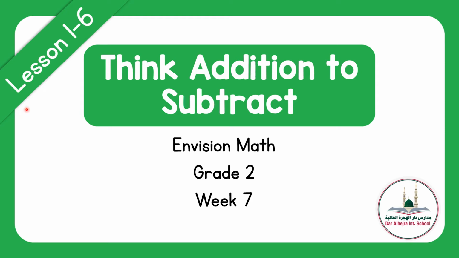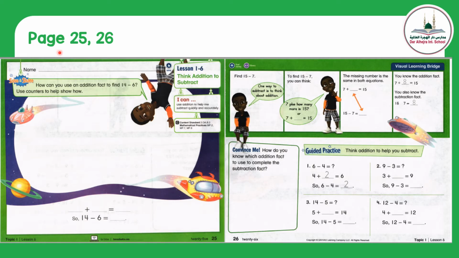This is the summary for lesson number 1.6, Math Grade 2 for week 7. We studied think addition to subtract. We started from page number 25, where we learned how we can convert a minus equation into a plus equation and then solve it. Then we further practiced the same skills on the next one.